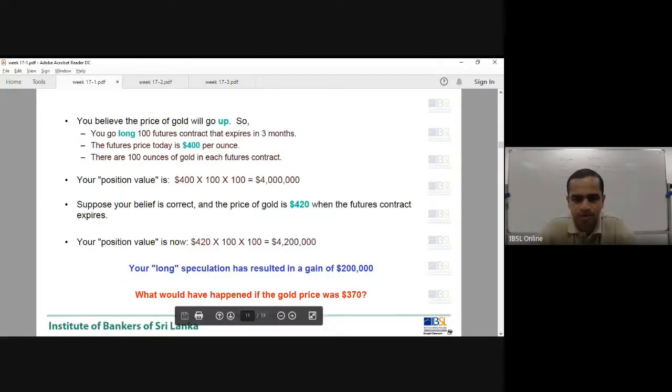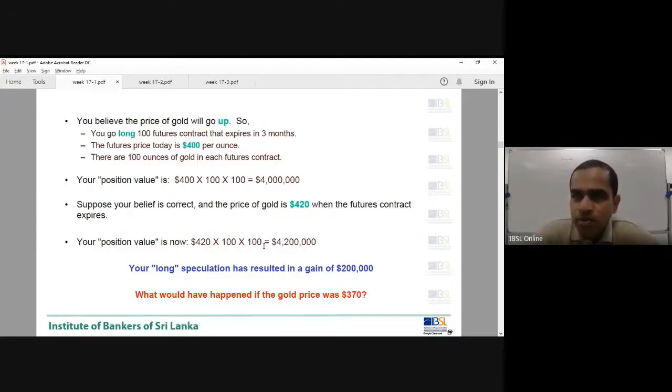Let's try this example. You believe the price will go up. What should you do? Should you buy futures or sell futures? Should you go long or short? If you feel the price is going up, you need to buy. That means you have to go long. So you go long 100 futures contracts that expire in 3 months. The futures price today is $400 per ounce. There are 100 ounces of gold in each futures contract.